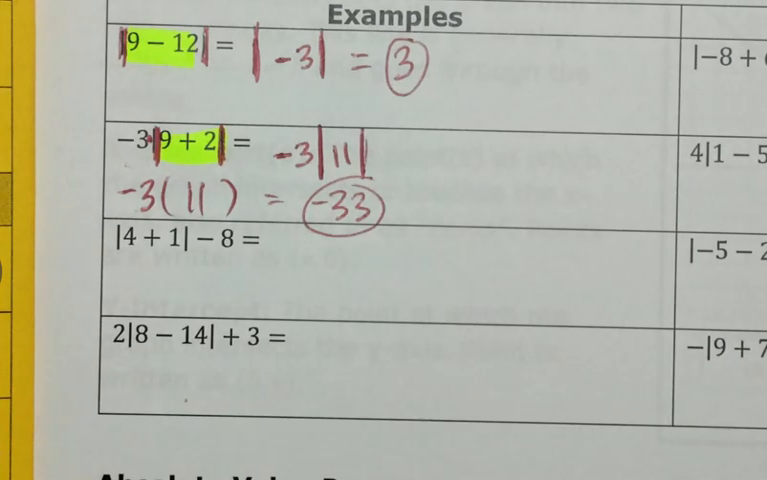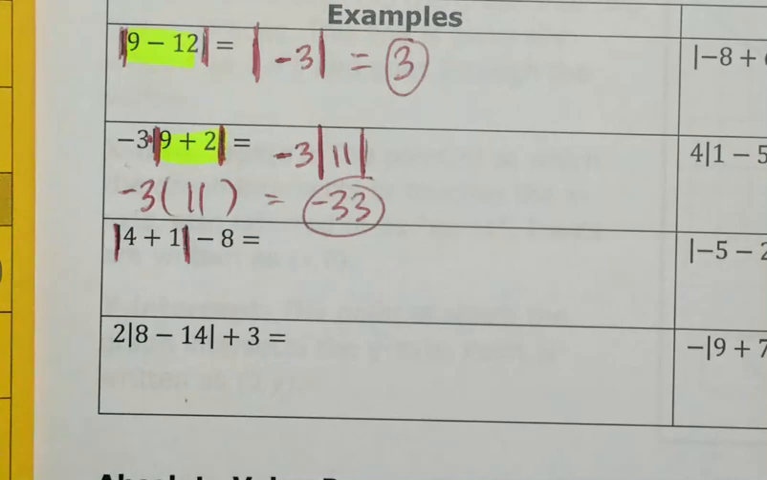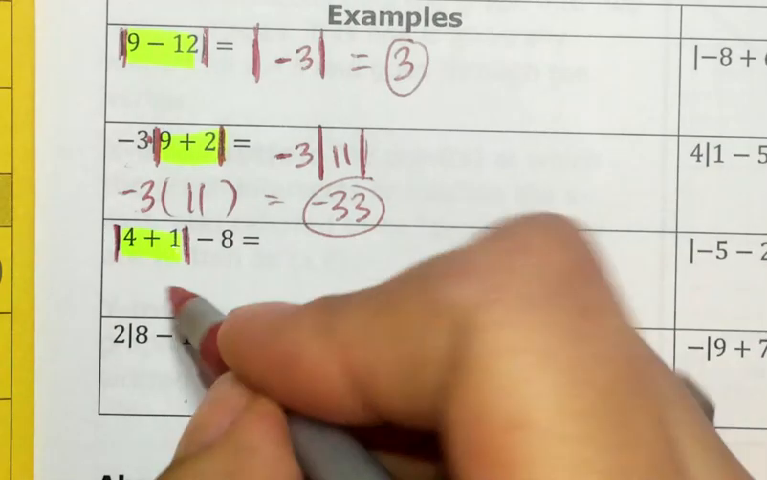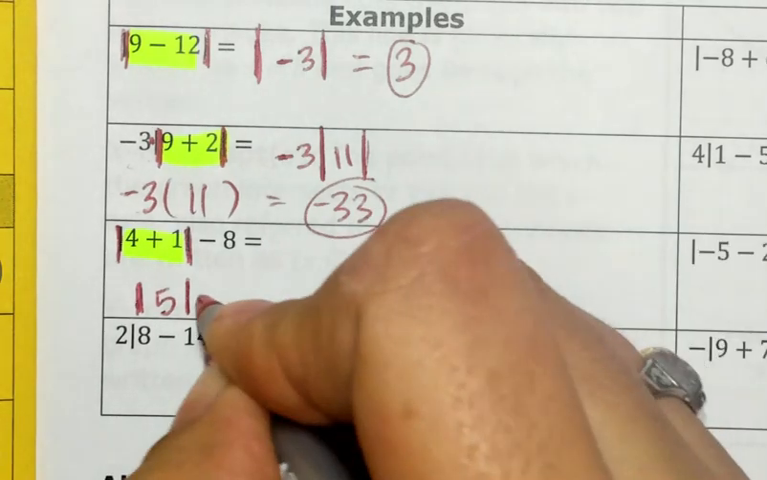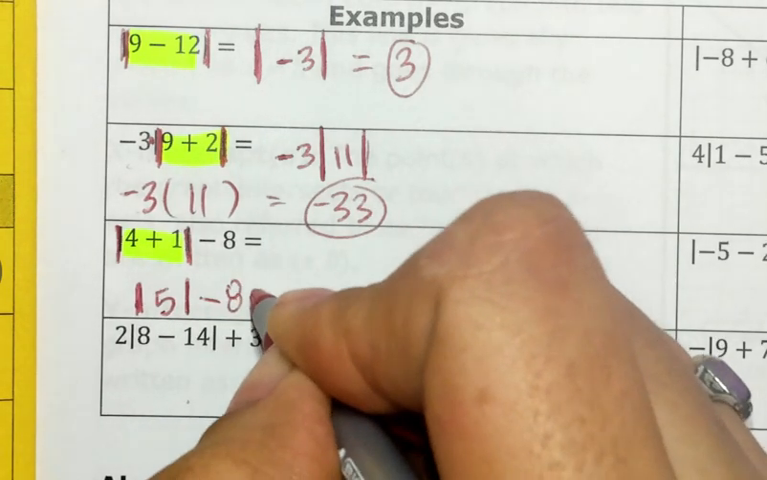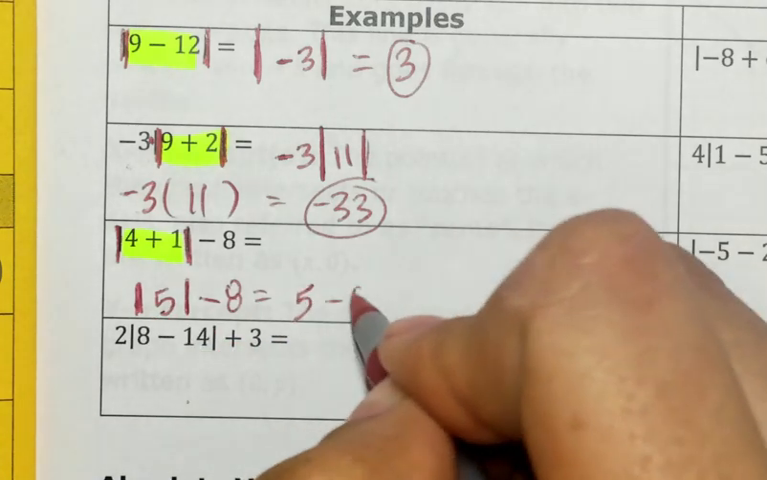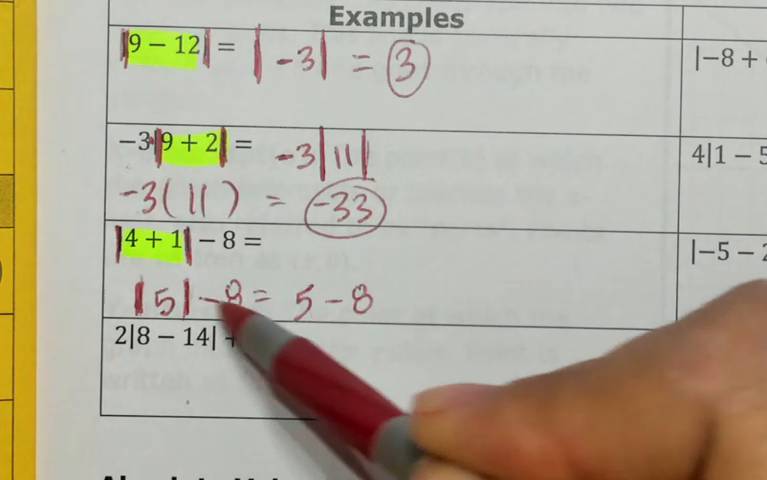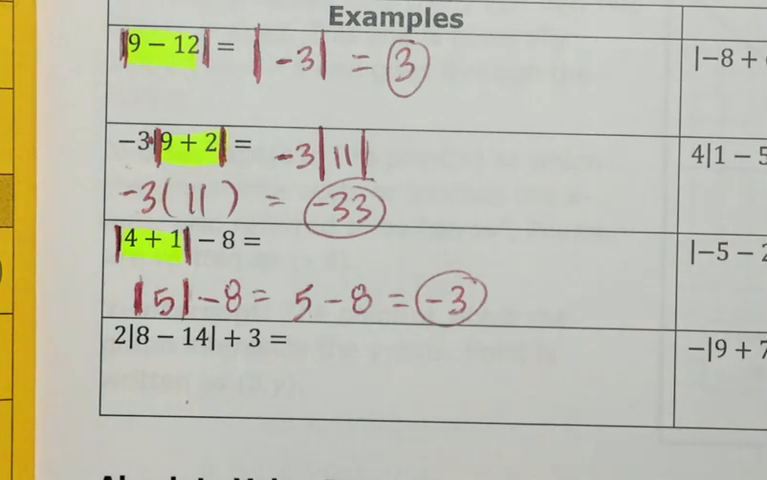The next example has absolute value of 4 plus 1. So first that needs to be solved for or simplified. And then that results in the absolute value of 5. And whatever that is, we're going to subtract 8. So this is the same thing as saying 5 minus 8, because the absolute value of 5 is 5. And you're subtracting 8 from that. So you get negative 3.